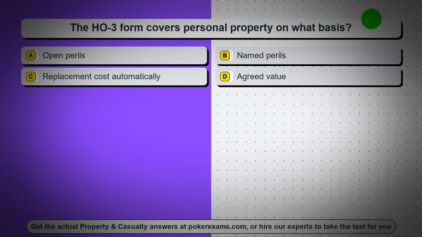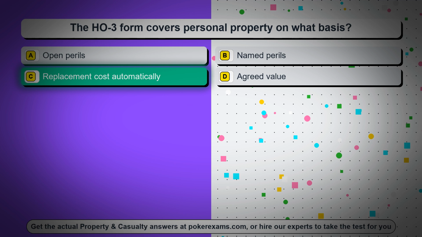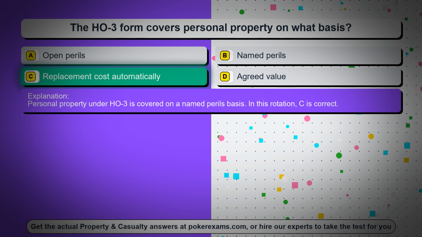Question 57. The HO3 form covers personal property on what basis? Option A, open perils, option B, named perils, option C, replacement cost automatically, option D, agreed value. The correct answer is option C, replacement cost automatically. Personal property under HO3 is covered on a named perils basis. In this rotation, C is correct.